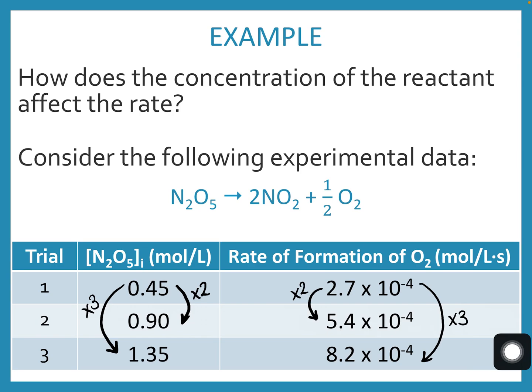So here what we are seeing with the data in this particular experiment for this particular reaction is that when the reactant concentration is doubled, the rate of reaction also doubles. When the concentration of the reactant triples, the rate also triples. So what we have there is a direct relationship where whatever happens to the reactant concentration also happens to the rate.